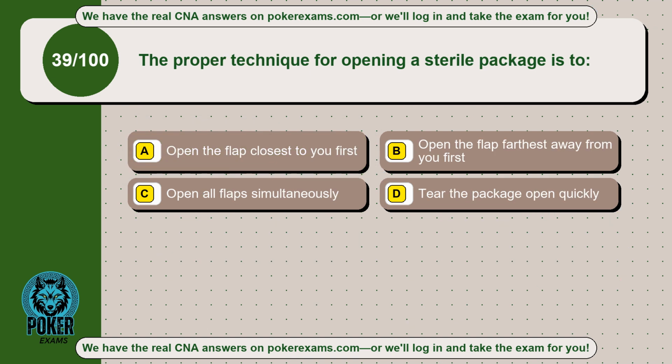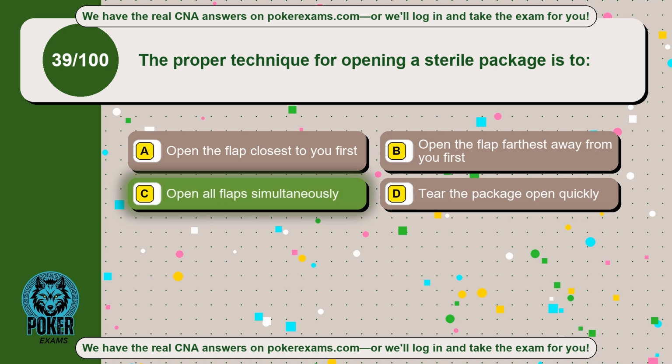Question 39. The proper technique for opening a sterile package is to. Option A, open the flap closest to you first. Option B, open the flap farthest away from you first. Option C, open all flaps simultaneously. Option D, tear the package open quickly.